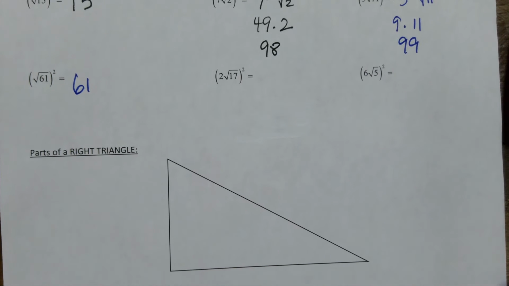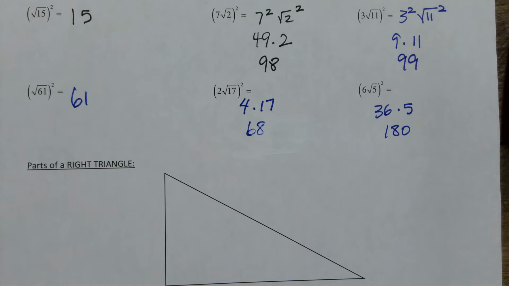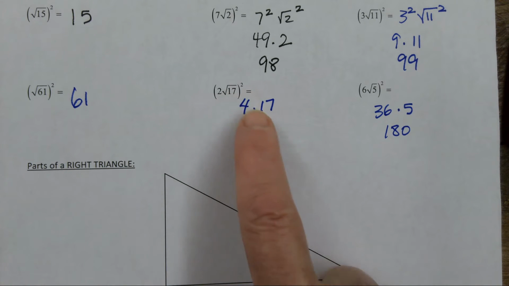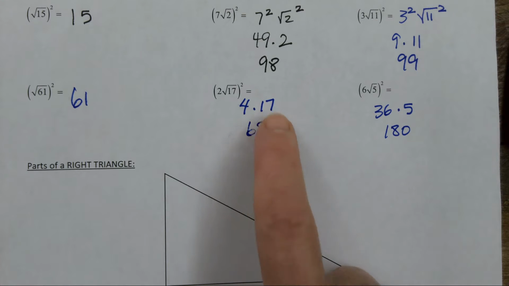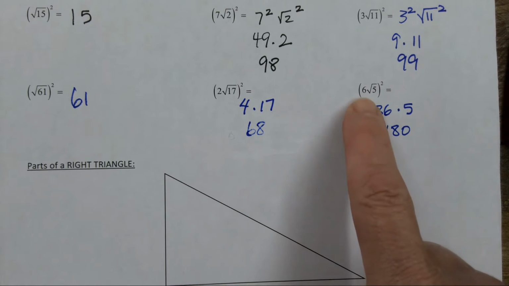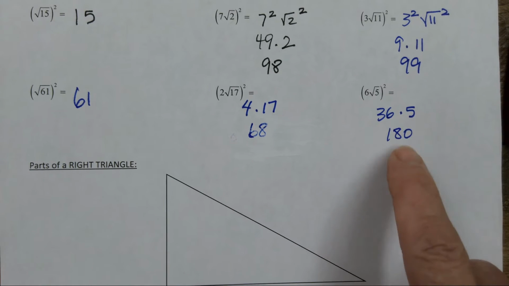Then we're going to talk about Pythagorean theorem. For the first one, I squared 2, got 4, squared the square root of 17, got 17. 4 times 17, I got 68. Do we agree? Okay. Next one, I squared 6, got 36, squared the square root of 5, got 5. 36 times 5, I got 180. Do we agree? Looks pretty good.